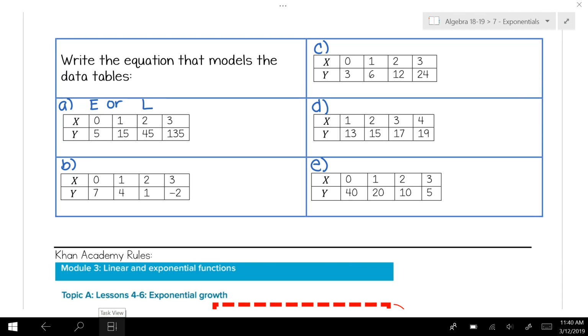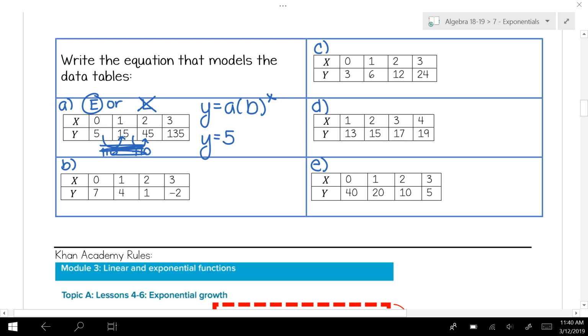Okay, so let's see. If I go from 5 to 15, that means I'm adding 10. And then from 15 to 45, I'm not adding 10 again. Since it's either exponential or linear, and I can't add the same amount, it's definitely not linear. So that means it's exponential. The formula I'm going to use is y equals a times b to the x. A is my starting point, so that is 5.